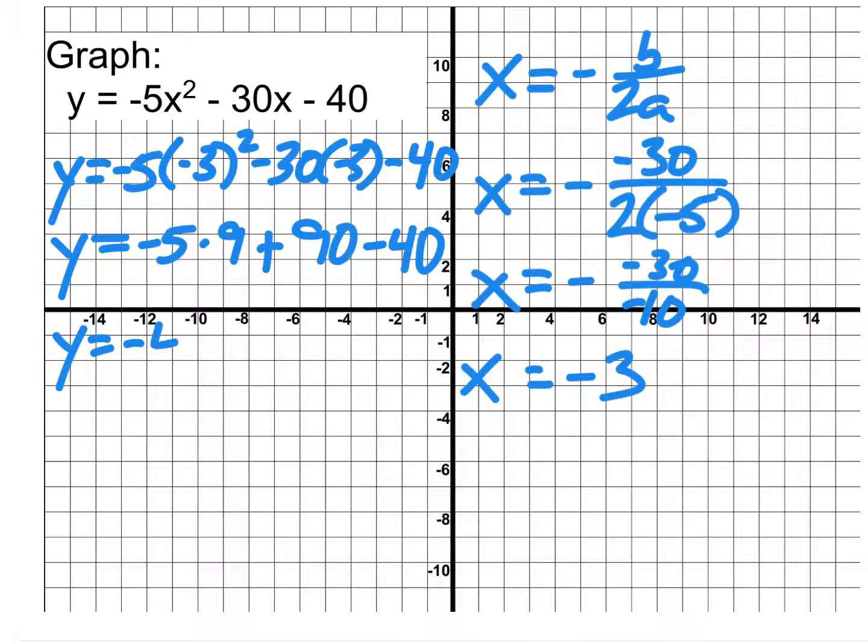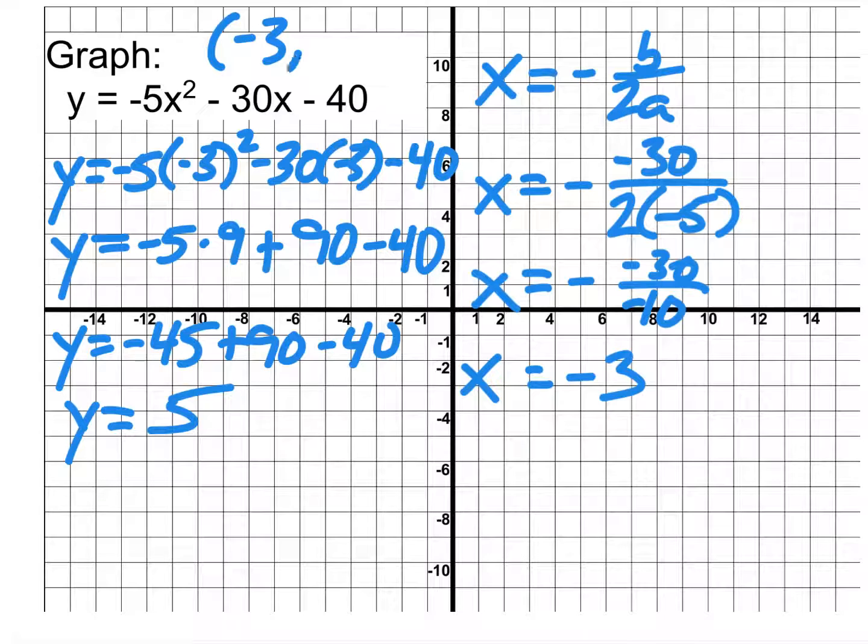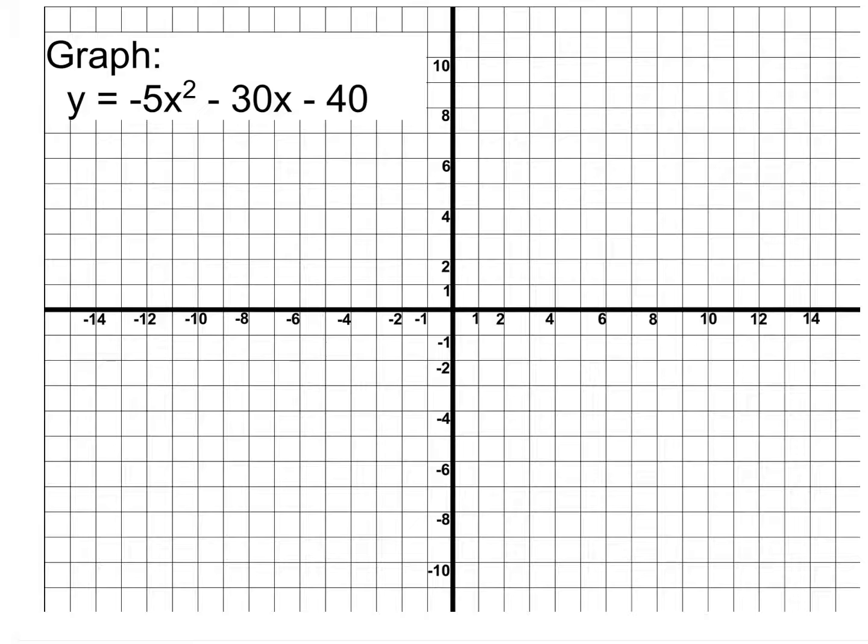Okay, so we get negative 45 plus 90 minus 40. Go ahead and do that addition going from left to right. Negative 45 plus 90 is 45. 45 minus 40 is 5. And so those are the coordinates of our vertex. Our vertex is going to be at negative 3, 5. So we put our first point at negative 3, 5.